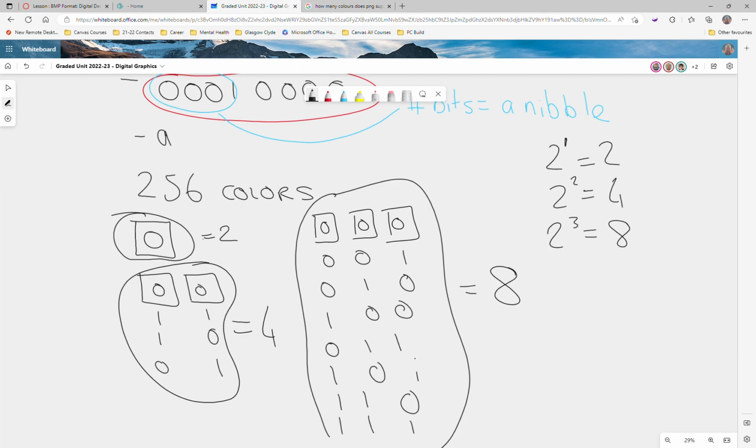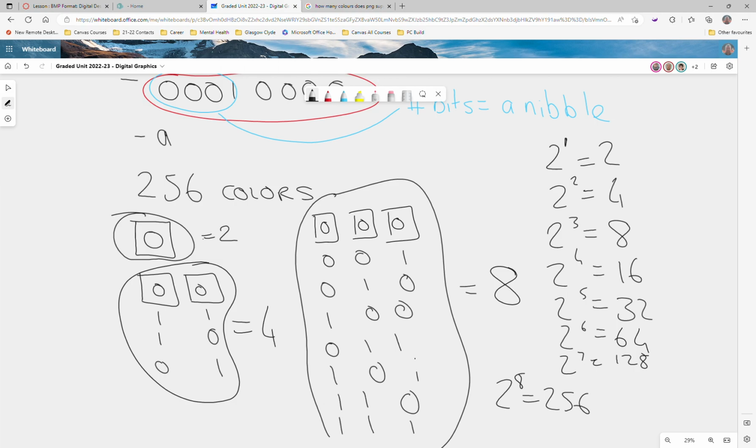So 2 to the power 4 equals 16. 2 to the 5 equals 32. 2 to the 6 equals 64. 2 to the 7 equals 128. And lastly, 2 to the power 8, which is 8 bits, is 256. That's why we get these weird numbers, right? Does that make sense to you?